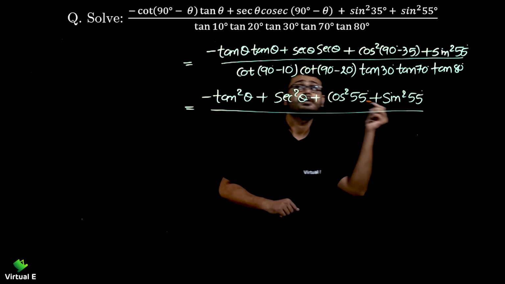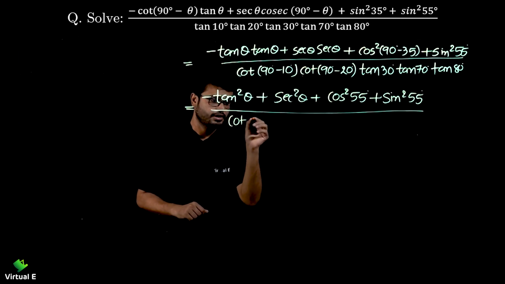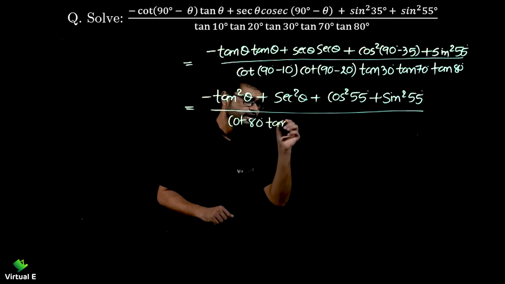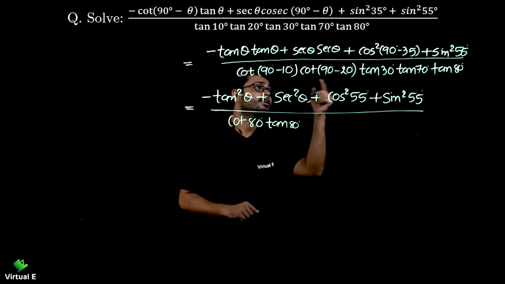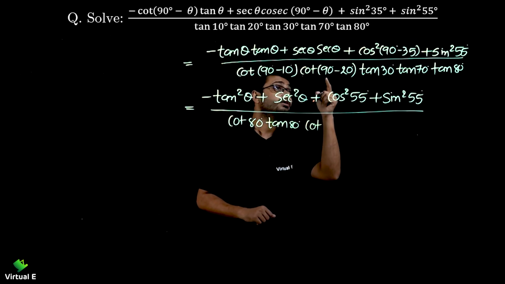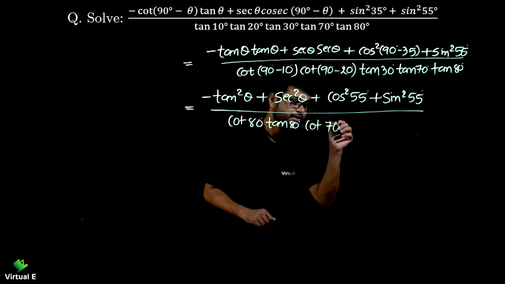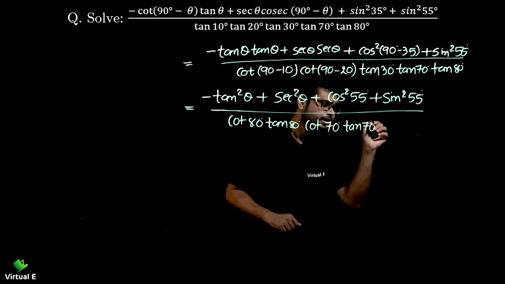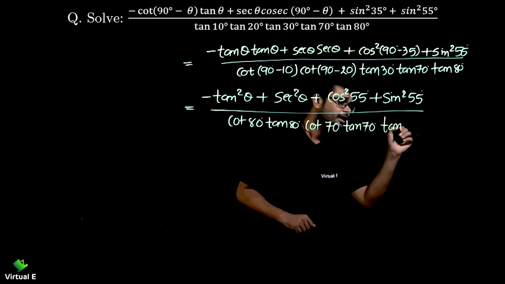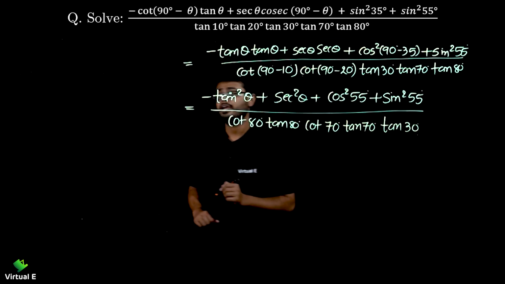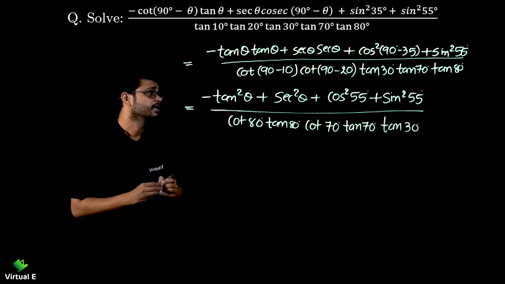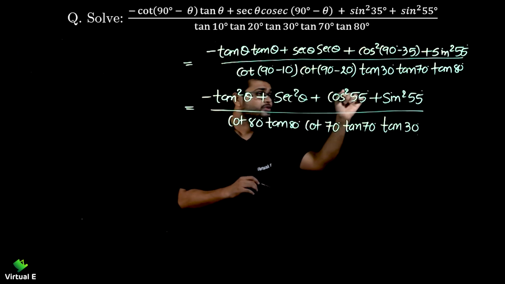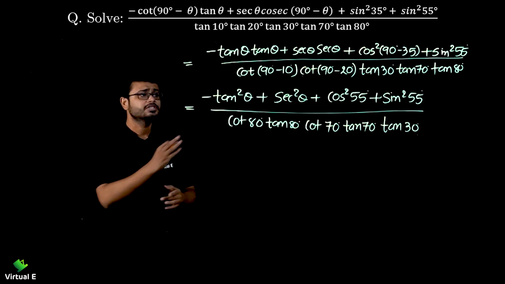And denominator, it is cot 80 degree. Let's shift this tan 80 over here. Then here tan 80 degree. Then here cot what? 90 minus 20 will give you 70 degree. Let's shift tan 70 here as well. Tan 70 degree and tan 30 as it is. Okay. So now what to do? First of all, I'm going to use identities now because I can see square, square, square, square. Done. Okay. So identities.